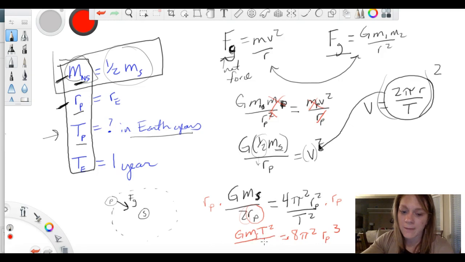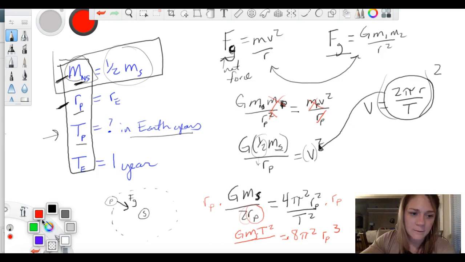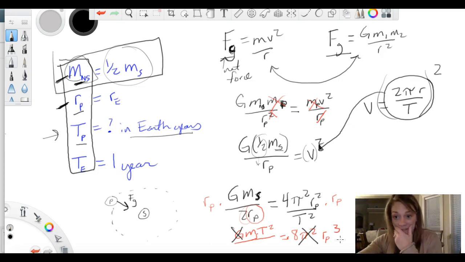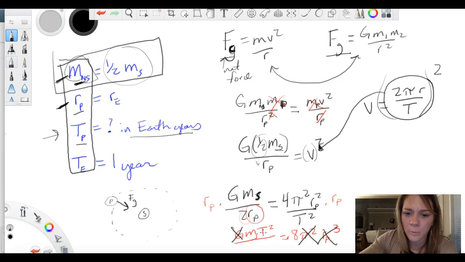Now, the mass of the sun, let's see, big G is not changing. The pi squared is not changing. The radius is not changing. The only thing that's changing is the mass. So I have to see what the relationship is to mass and period.